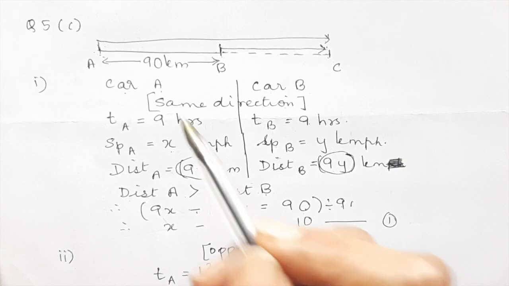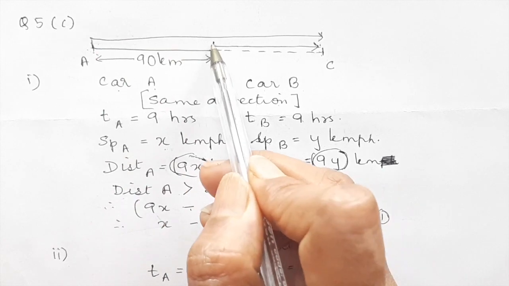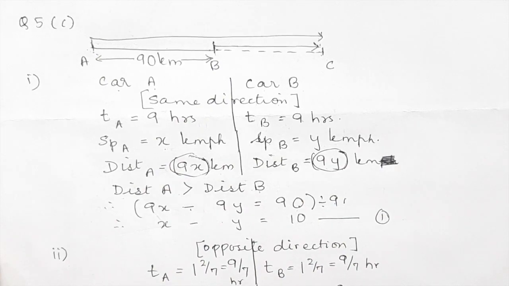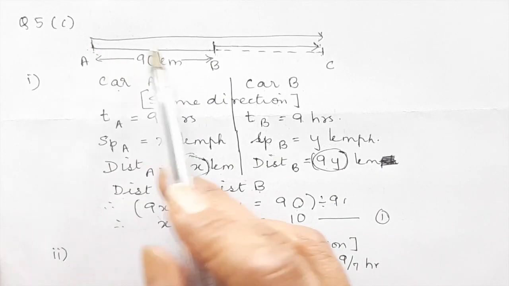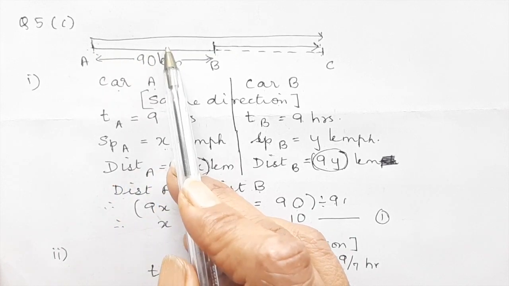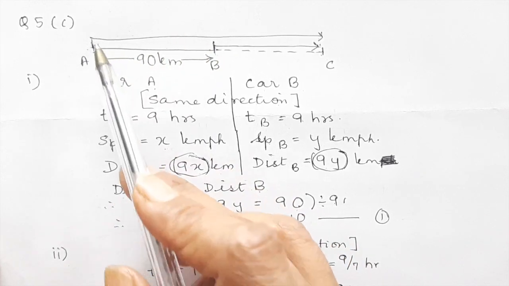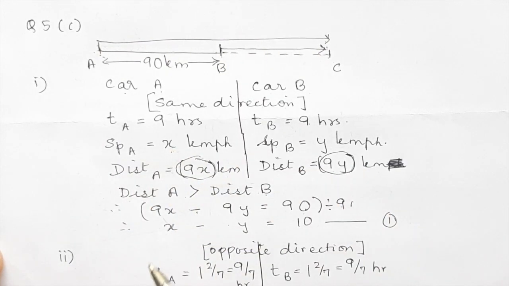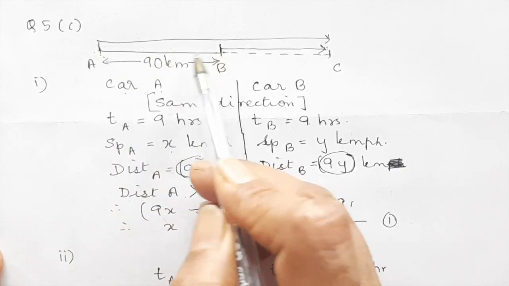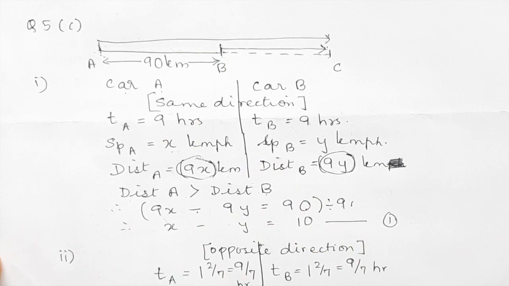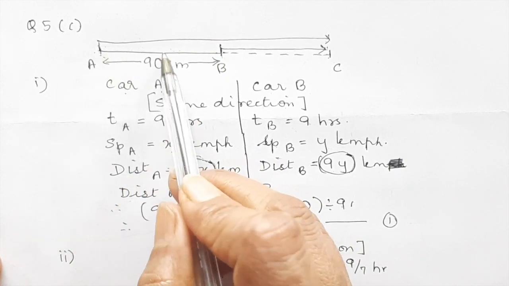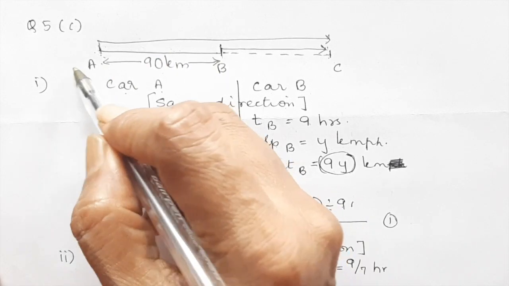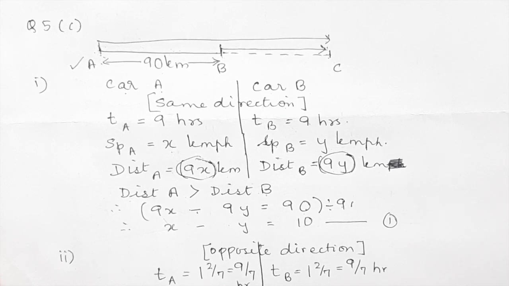Now if they go in opposite direction, car A will go this way and car B will go this way. And when they meet, they are meeting after 1 2/7 of an hour, which means the time for both of them is the same. Now A is going to travel more distance, B less, because you remember A travels so much distance in the same time as B. So A obviously has more speed, so A will travel more, B will travel less, but the time taken will be the same. So the distance of A and distance of B will total from here to here, means 90 kilometers. So that is the important step. If you draw the diagram, you will understand.